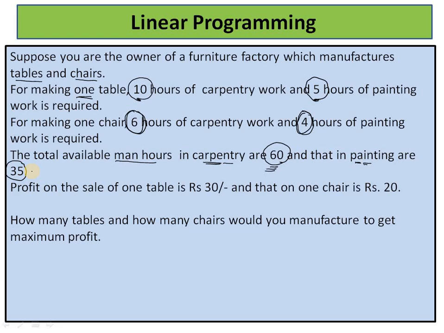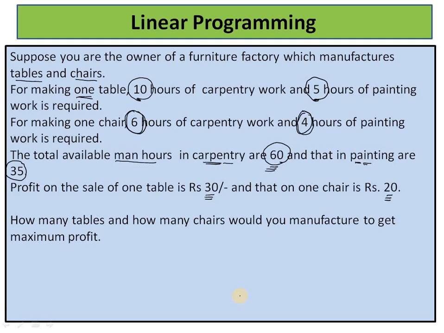So now you understand, profit on the sale of a table is 30 rupees per piece. If you sell one table, 30 rupees profit, and if you sell one chair, 20 rupees profit. So how many tables and how many chairs do you have to make? Because what is your aim? Your aim is to maximize the profit.